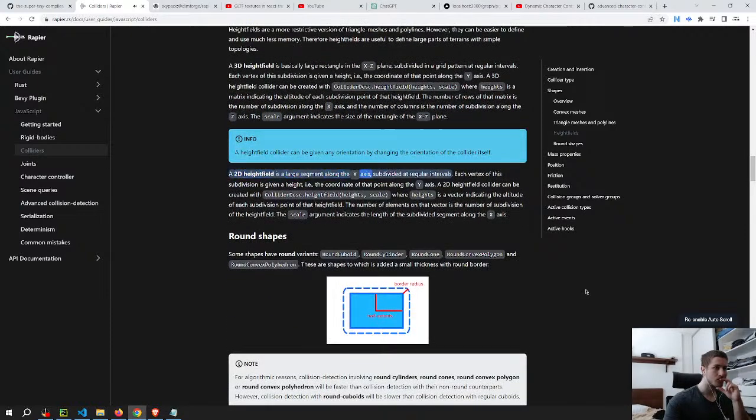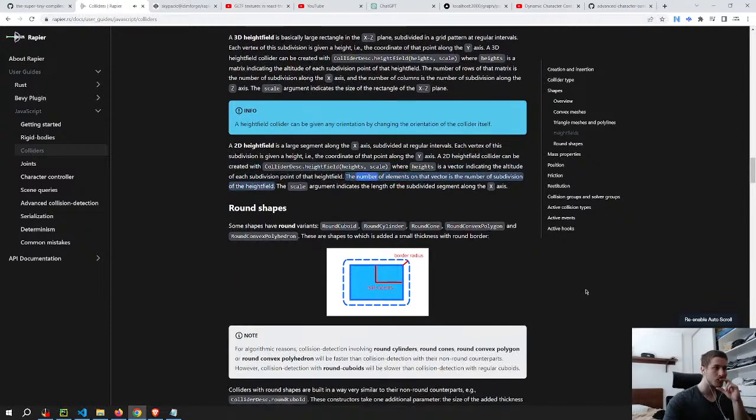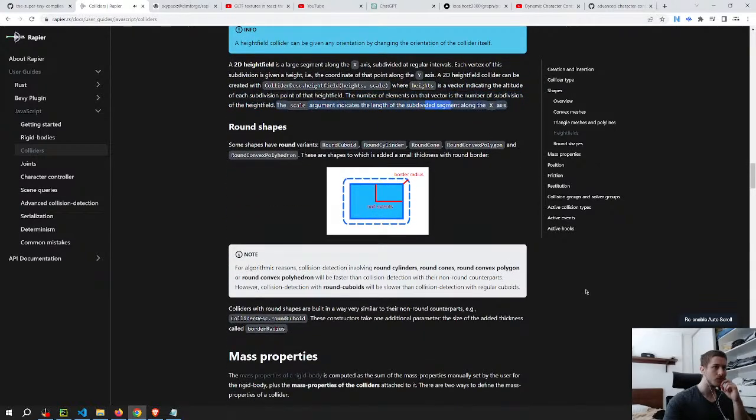A 2D heightfield is a large segment along the x-axis, subdivided at regular intervals. Each vertex of the subdivision is given a height, i.e., the coordinate of that point along the y-axis. A 2D heightfield collider can be created with collider.heightfield(heights, scale), where heights is a vector indicating the altitude of each subdivision point of that heightfield. The number of elements in that vector is the number of subdivisions of the heightfield. The scale argument indicates the length of the subdivided segment along the x-axis.